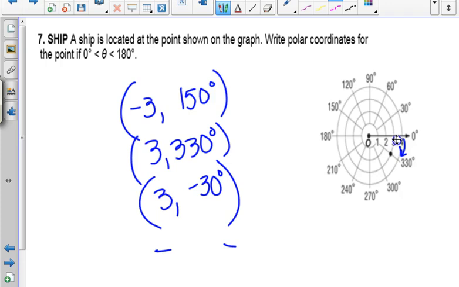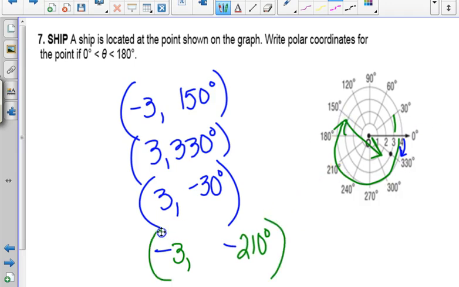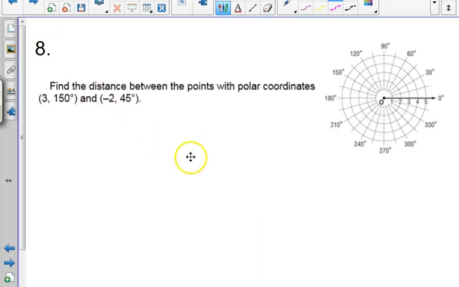So if you rotated this way and then backed up, right? So that would be negative 210, is that right? All the way around to there? Okay, that's written really badly. All right, don't pick your calculator up yet.